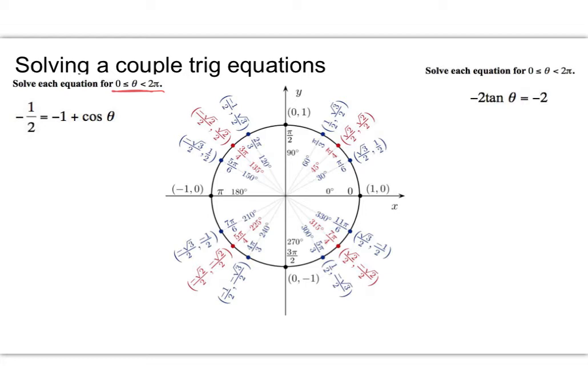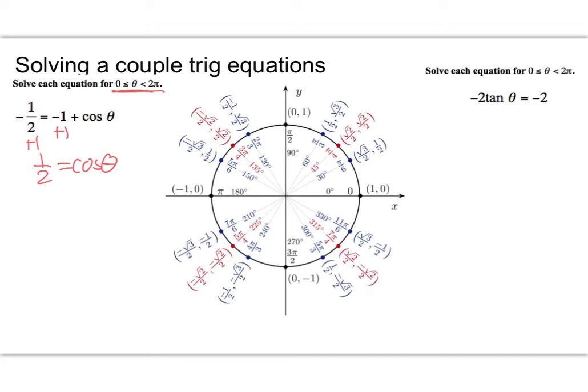Let's take a look at our second one. So we've got negative a half is equal to negative 1 plus cosine of theta. First I'm going to get cosine of theta by itself. I'm going to add 1 to both sides. And when I do that, I've got a half is equal to cosine of theta.